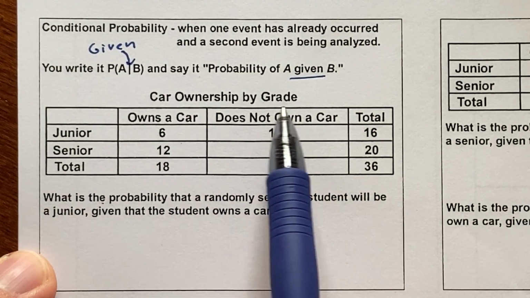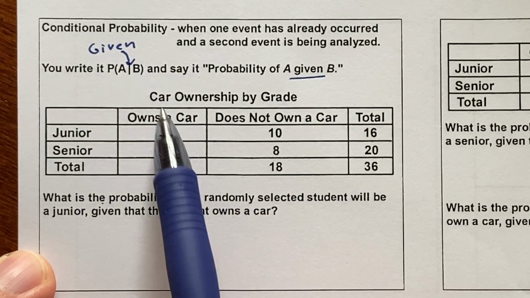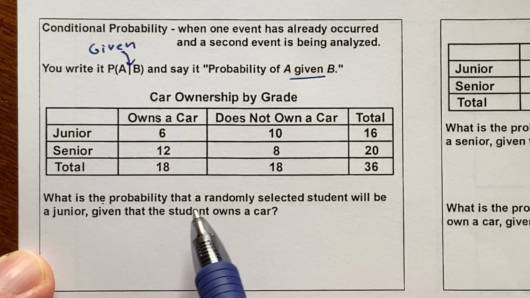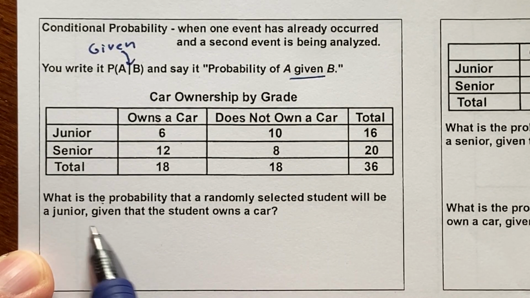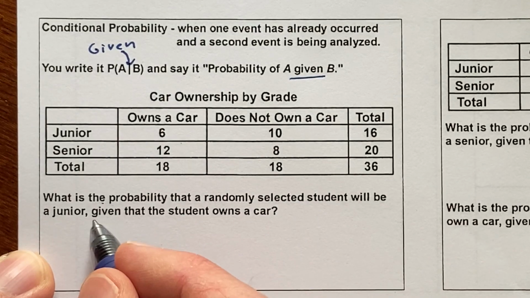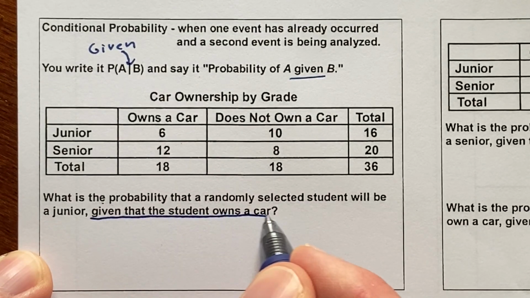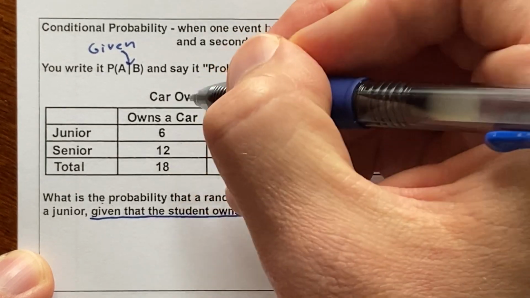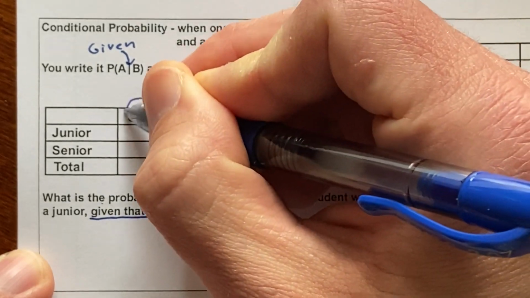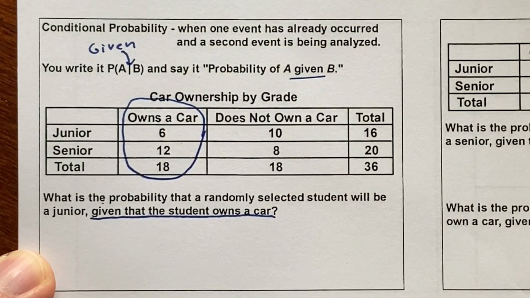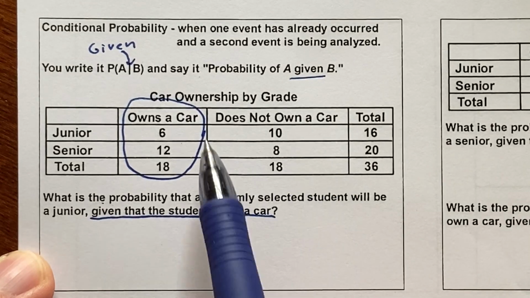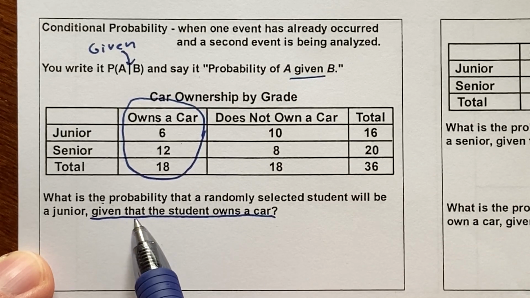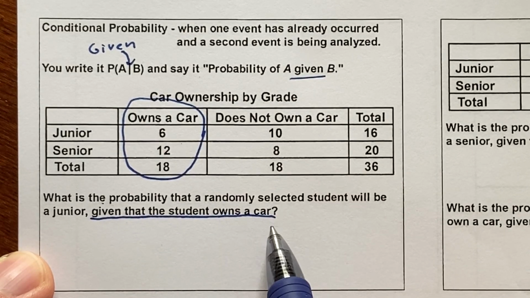So we got this chart here, car ownership by grade. We got some juniors and seniors that own cars. We got people that own a car, people that don't own a car. What is the probability that a randomly selected student will be a junior, given that the student owns a car? When you see that word given, I want you to underline the phrase after that. Given that the student owns a car, I want you to come up here to your chart and circle all the people that own a car. Okay? So we have this chart with all these people that own a car, don't own a car, juniors, seniors, but we're only going to look at the students that own a car.